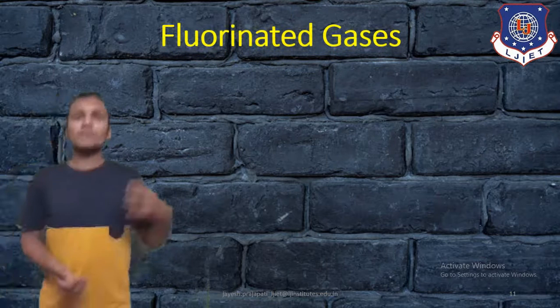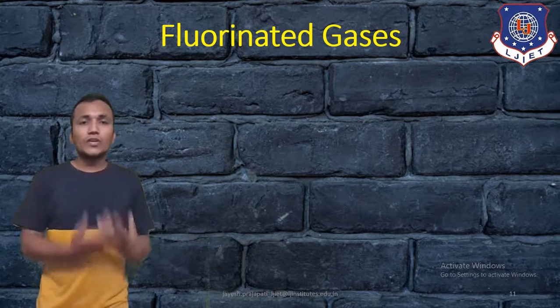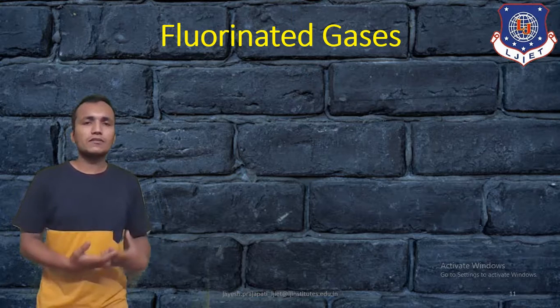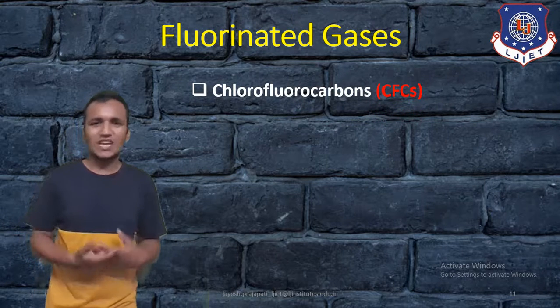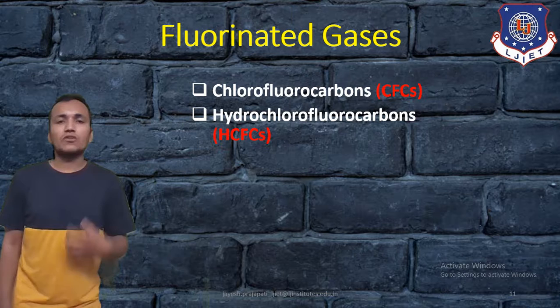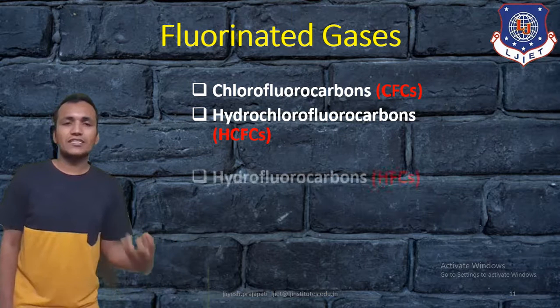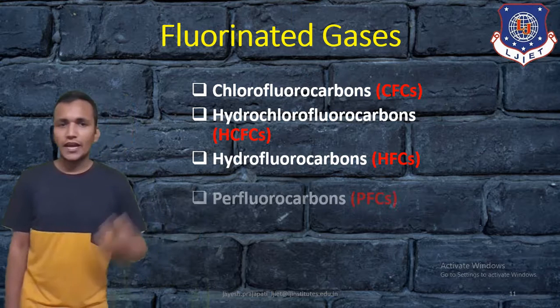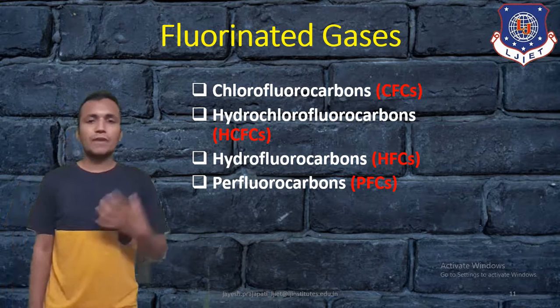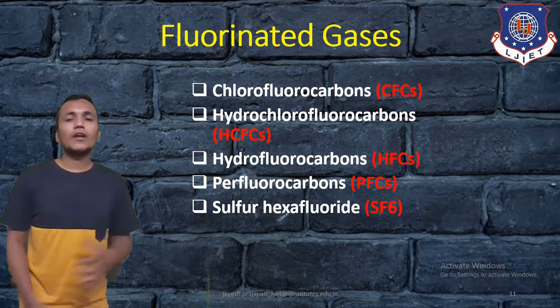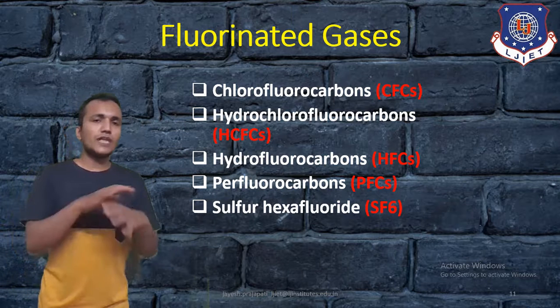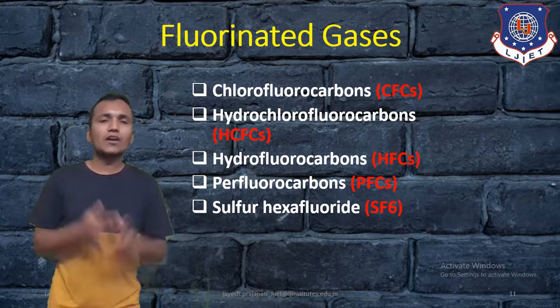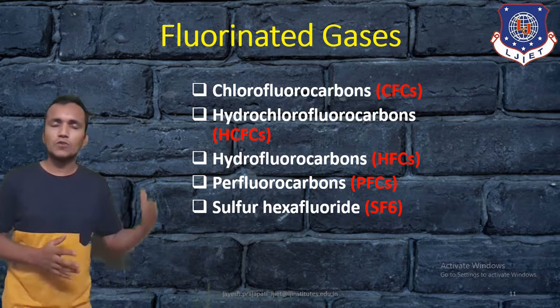Then we have to discuss the fluorinated gases. Fluorinated gases are also called chlorofluorocarbons, CFCs. Then hydrochlorofluorocarbons, HCFCs. Then hydrofluorocarbons, HFCs. Then perfluorocarbons, PFCs. Then sulfur hexafluoride, SF6. So those are the fluorinated gases that are available in our atmosphere.